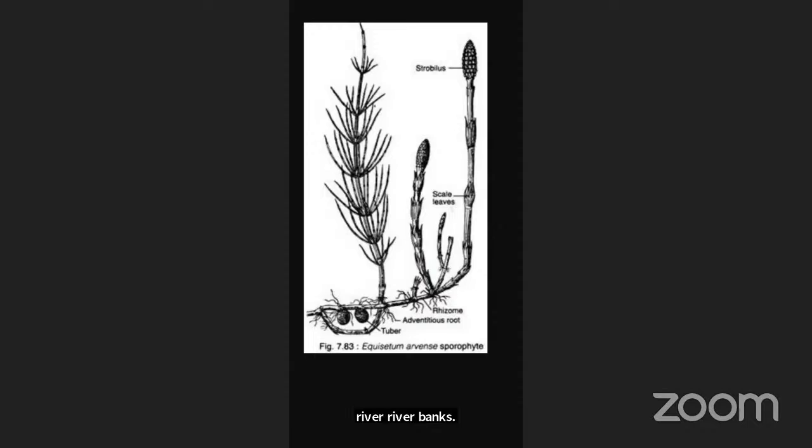So what is the habit? They are annual or perennial herbs differentiated into stems, rhizomes, and leaves. They are slender and generally creeping structures. The height is around 3.5 to 4 centimeters.